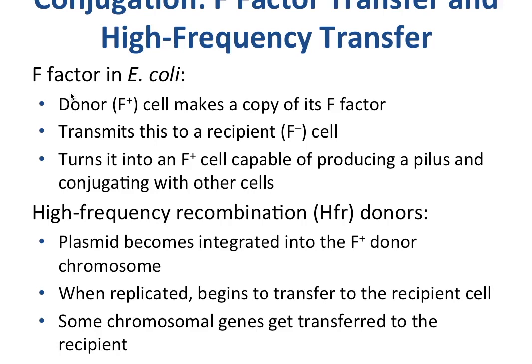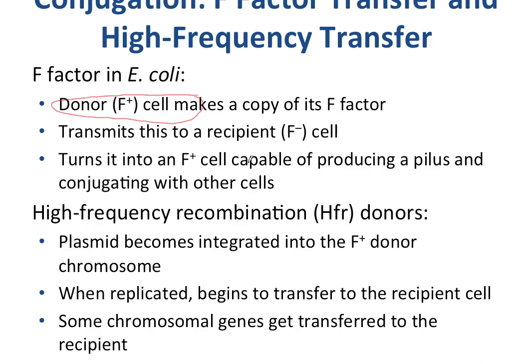So for fertility factor conjugation, the donor cell has to make a copy of this fertility factor and transmit it to the recipient cell. And then the recipient cell can change its trait and turn into another donor cell, and then make a pilus to transfer the plasmid to another recipient cell.